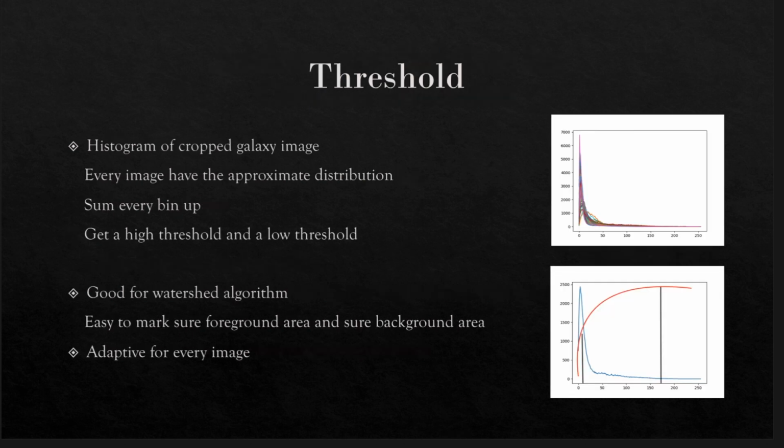The first step is to generate a histogram for each image. The top image shows the histograms of 17 random galaxy images. We can easily observe the pattern for each histogram. So if we sum everything from 0 to 250, we can get such a curve at the bottom. So I utilize the histogram of each image for the thresholding. Why is this good? We don't have to set a constant value in order to do thresholding for each image.